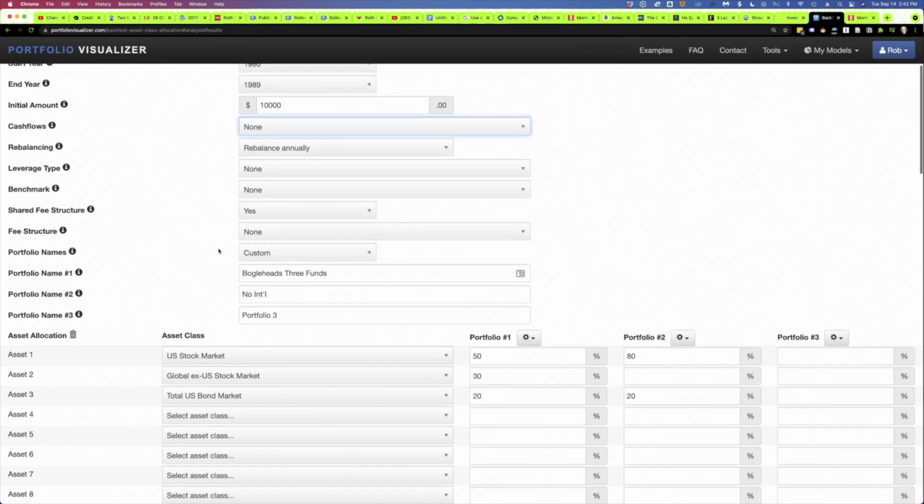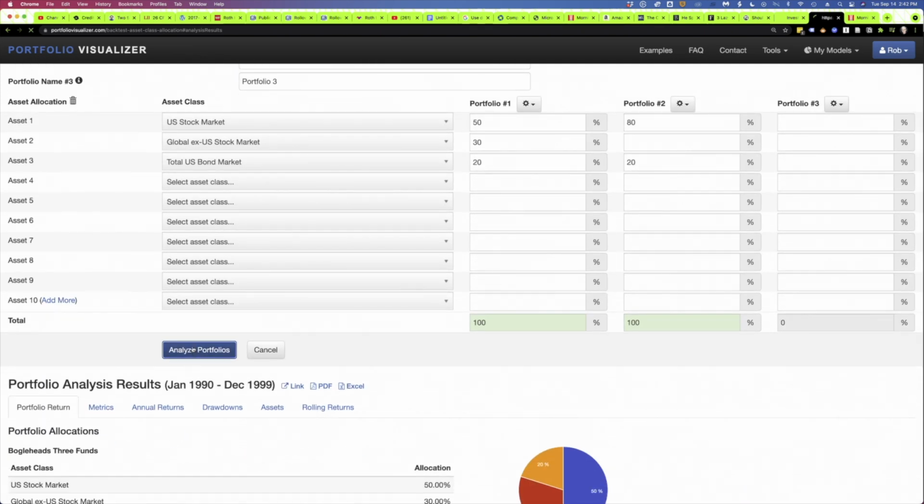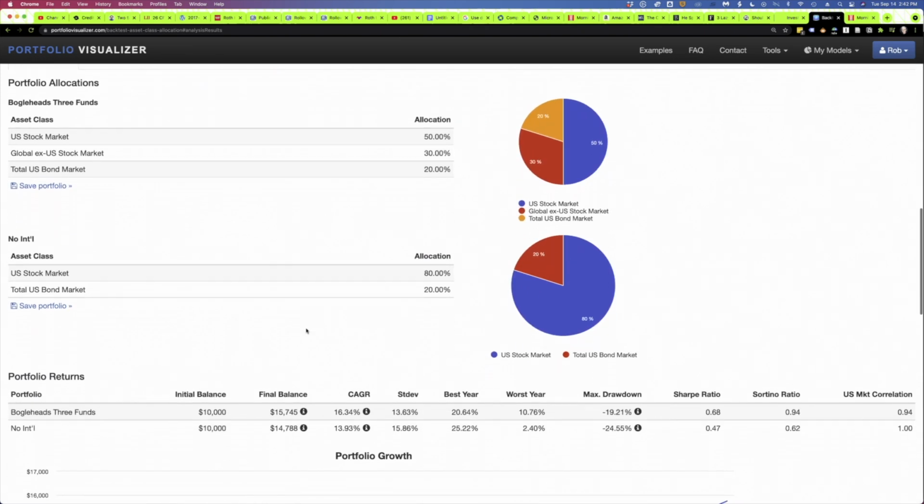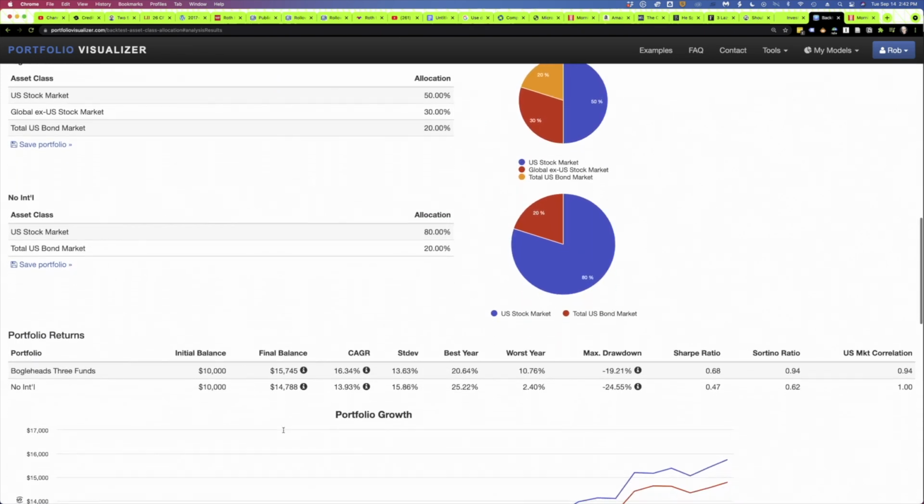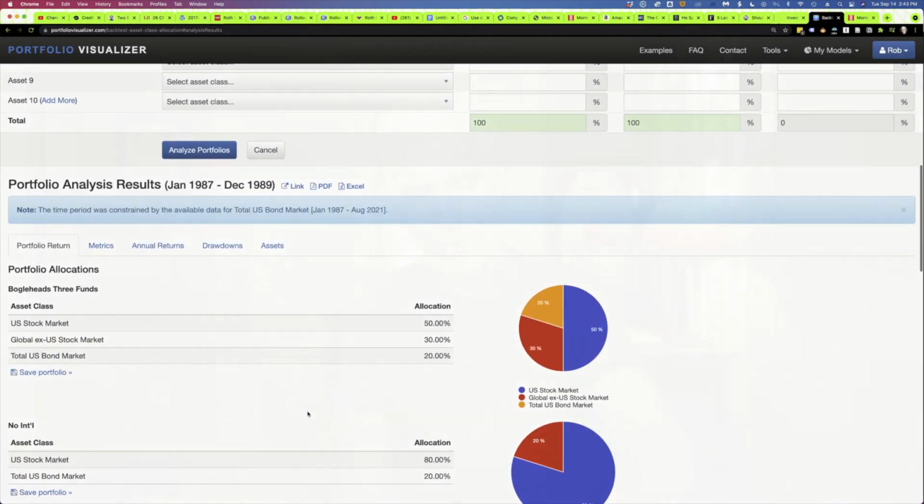Here we go. The 80s, probably international is going to win. Let's see. Yeah, international won. Again, not by a lot, but compound annual growth rate of 16.3 versus just under 14. So what that tells us, if we take the whole time period available to us in Portfolio Visualizer, not having an international exposure helped us.